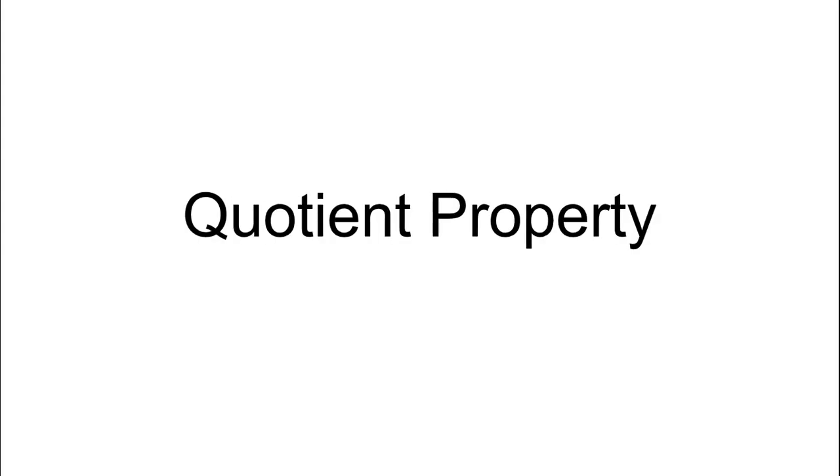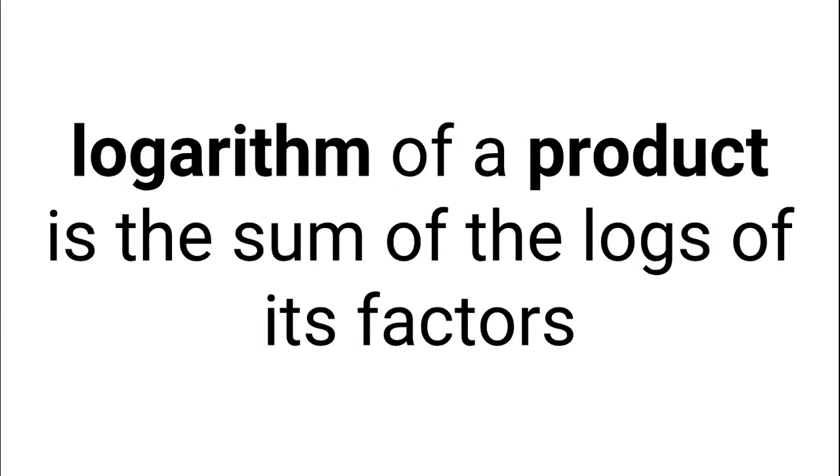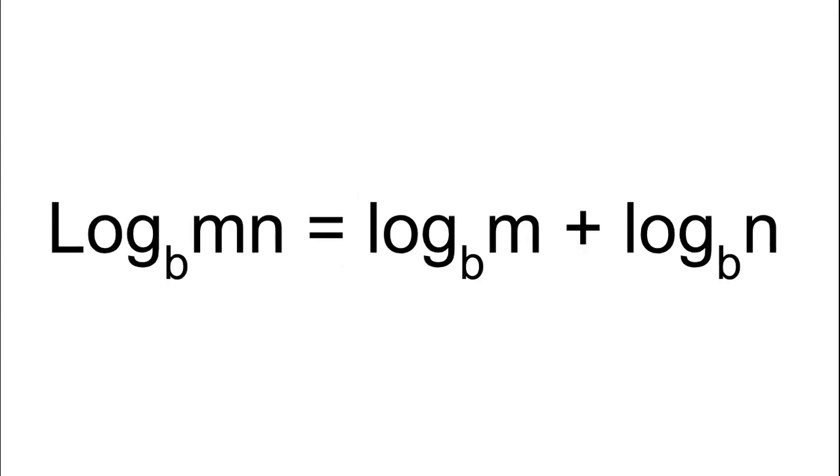There are 5 properties of log: product property, quotient property, power property, inverse property, and change of base formula. The first one's product property, which is the logarithm of a product is a sum of the logs of its factors, and this is the formula. Log base b of m times n is equal to log base b of m plus log base b of n.